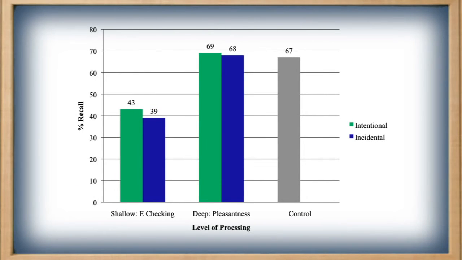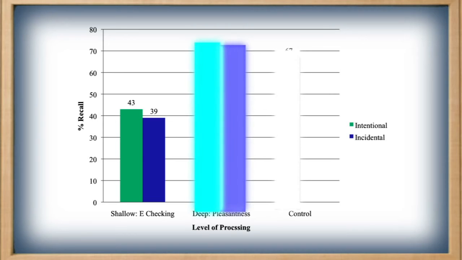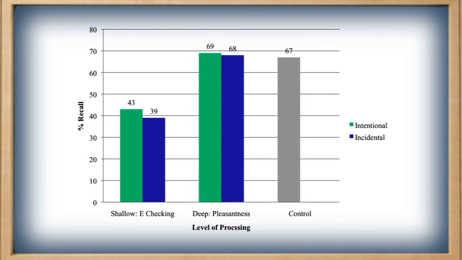Second, people who process words at a deep level, even if they weren't trying to learn, remembered them just as well as that control group who were just doing their best to learn. So the depth of processing matters, and the intention to learn doesn't. You can have every intention to learn, but if you use a shallow strategy, you won't learn.